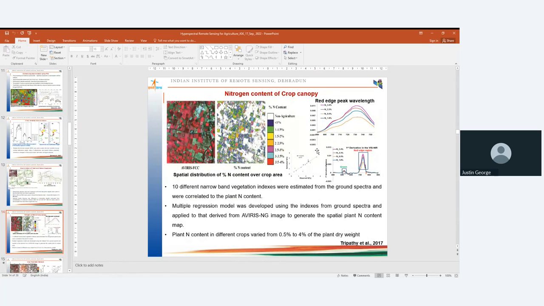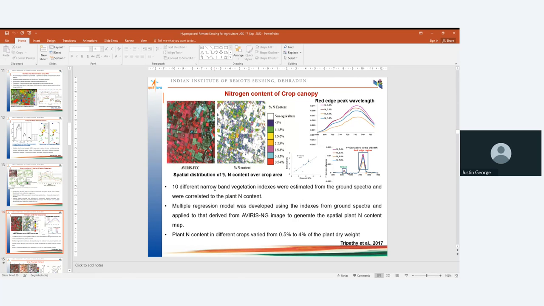And apart from this, people have been widely using this especially for estimation of composition. Mainly the chemical composition of the vegetation is also very important, especially the nitrogen content of the crop canopy, because plant nitrogen has a direct impact on the yield and the productivity of the crop. So in this particular region, they identified 10 narrow band vegetation indices using the ground spectra, and correlated them with the plant nitrogen content.